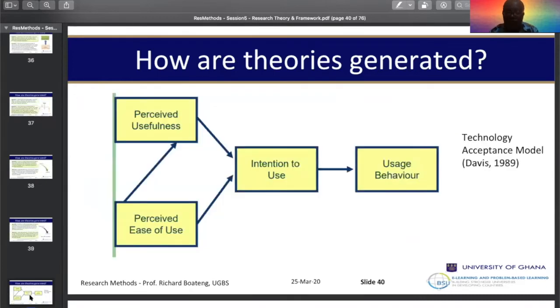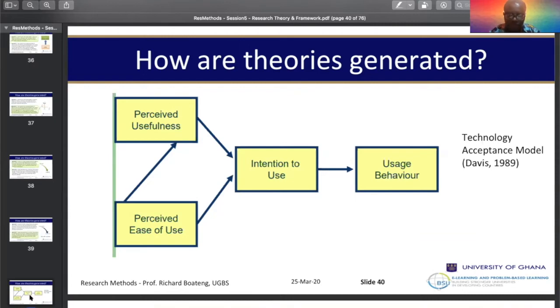Now, how are theories generated? So let's take an example. This is the theory of the technology acceptance model. The technology acceptance model was developed by Davis in 1989. And it talked about the fact that the intention to use a technology is influenced by two things: perceived usefulness of the technology and perceived ease of use of the technology. So Davis came up with this particular model to be able to explain why people end up adopting a particular technology.